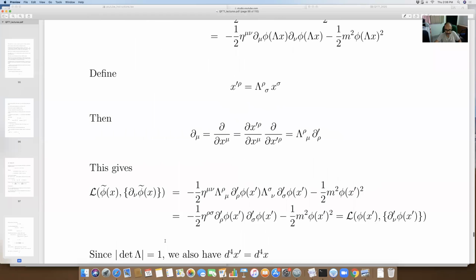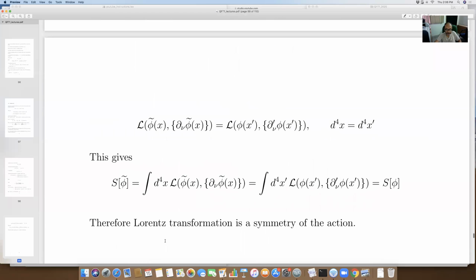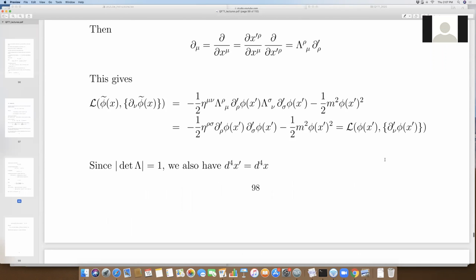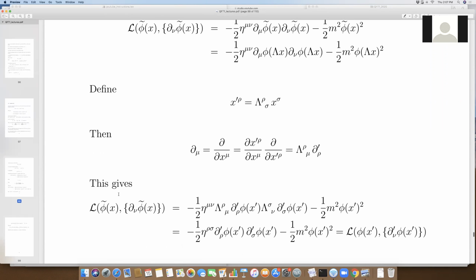But what do we have to check? Let me go one step ahead. We have to check that S of phi tilde, which is given by this, is S of phi, right? So the left hand side you want to keep this way. We don't want to change x by lambda x here, because on the left hand side we have the integral d four x, L of phi tilde x, del nu phi tilde x. We have to show that this is the same as S of phi. Is this clear?